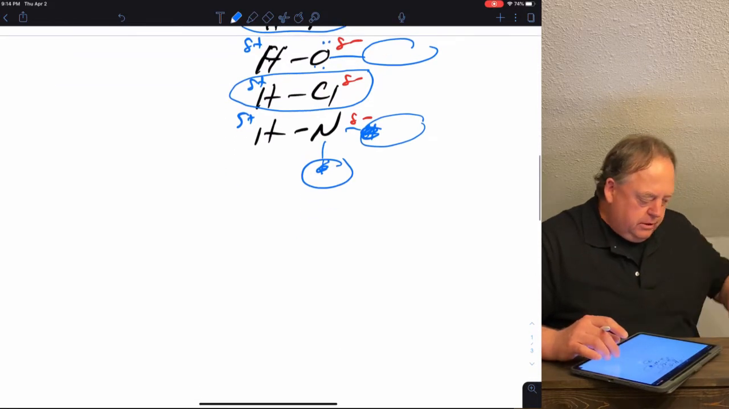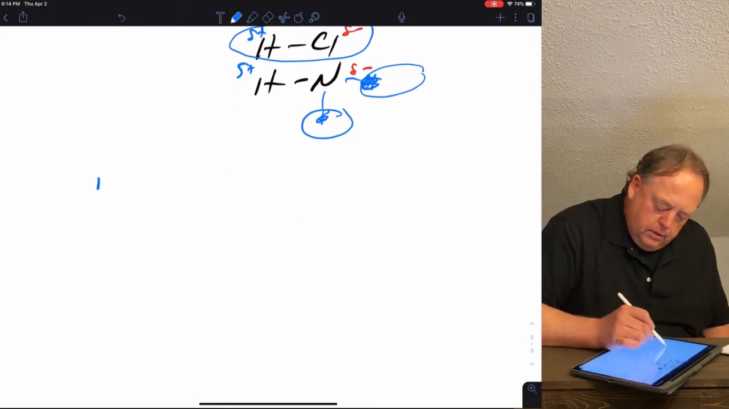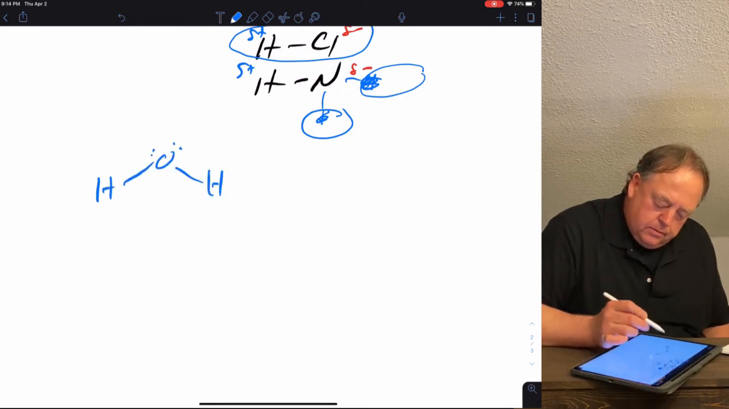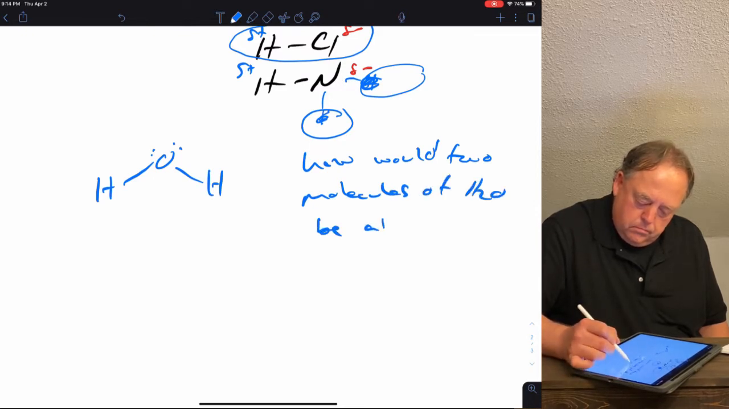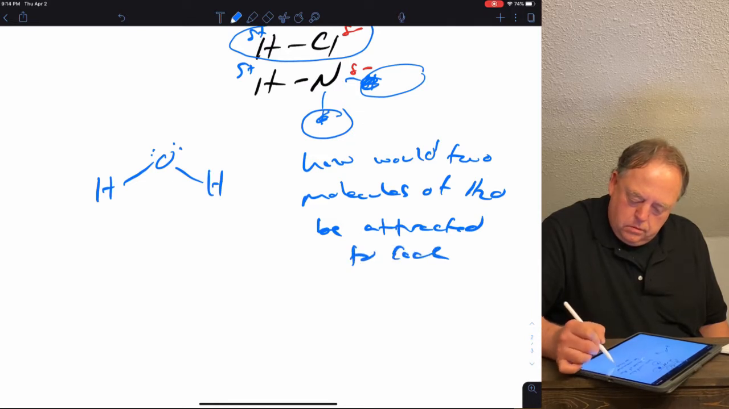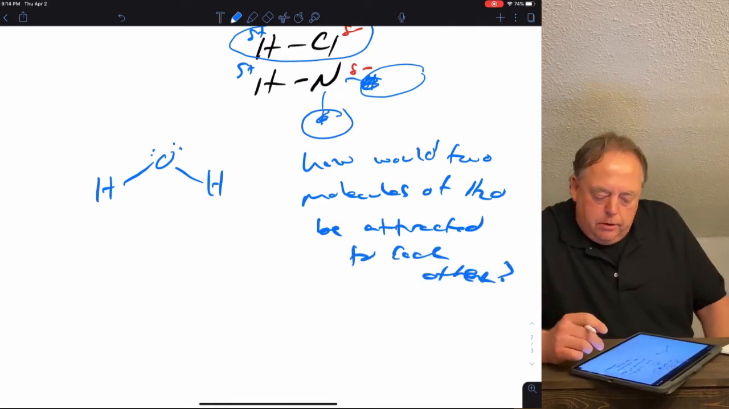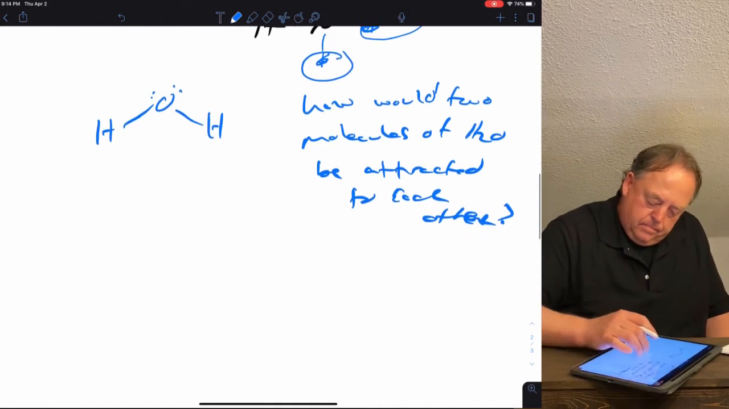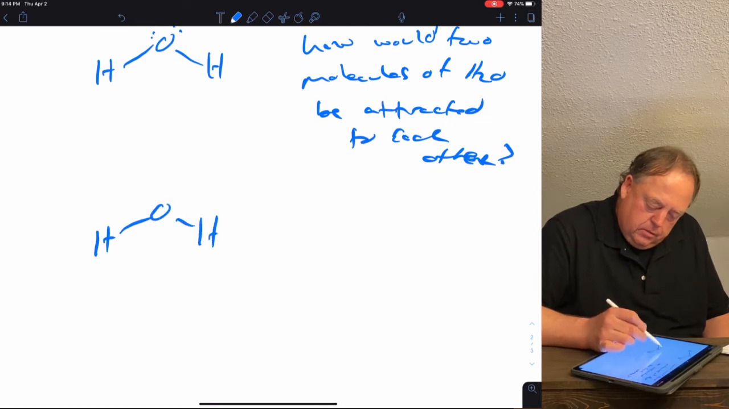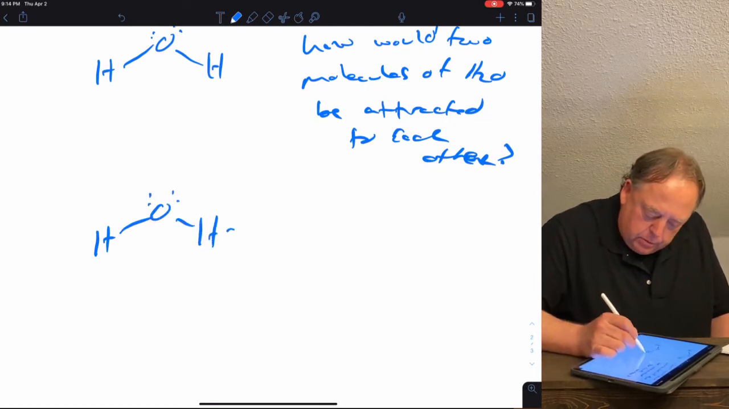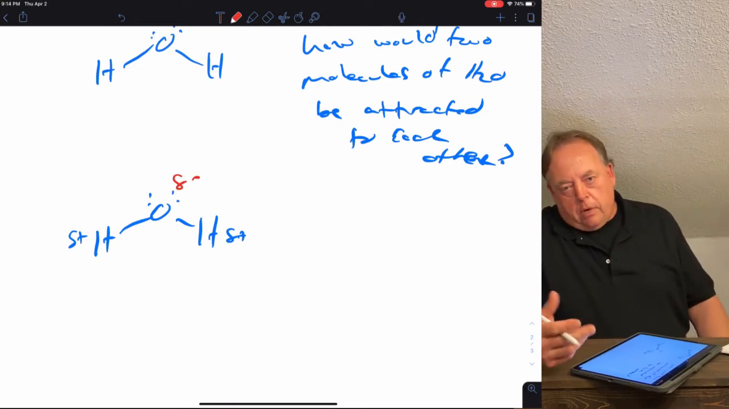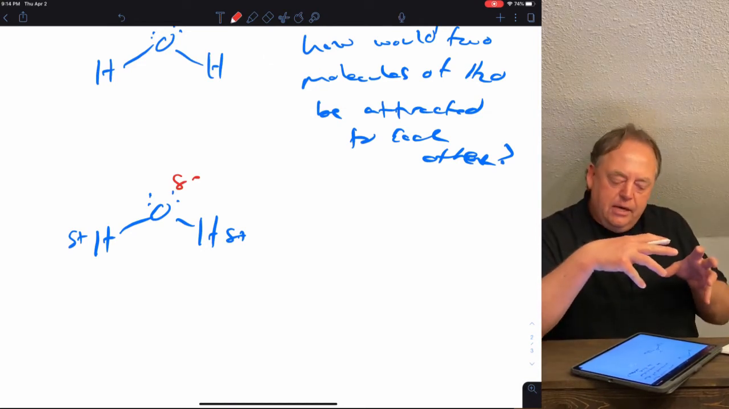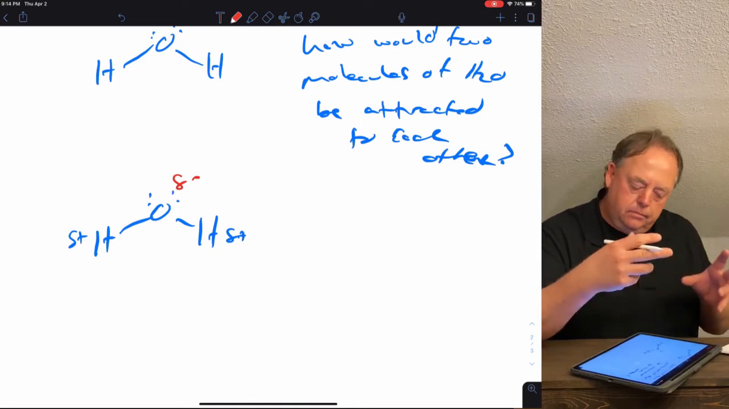Okay, so let's take an example of what hydrogen bonding is. If we had two molecules of water, for example, how would two molecules of water be attracted to each other? Well, the first thing you need to do is assign partial charges. Hydrogen is partial positive, and oxygen is partial negative. So if two molecules of water approached each other, how would they align so that there's an attraction between them?